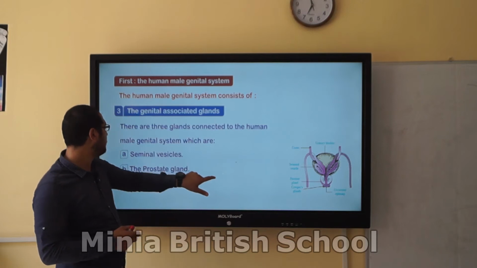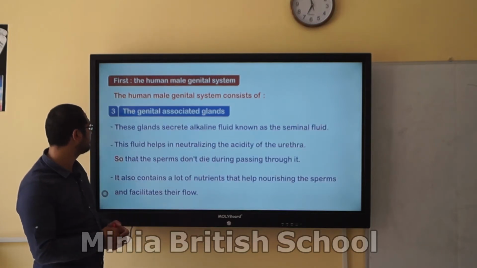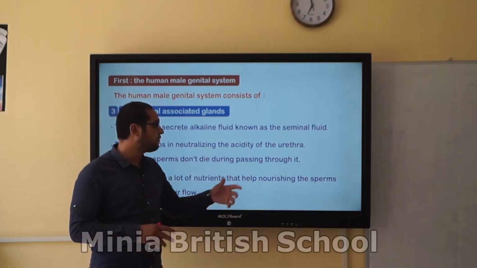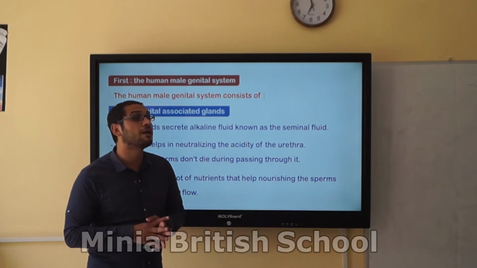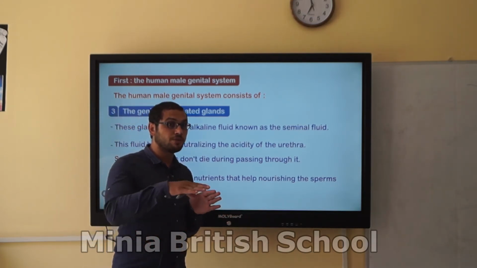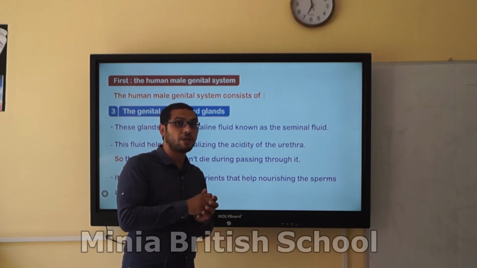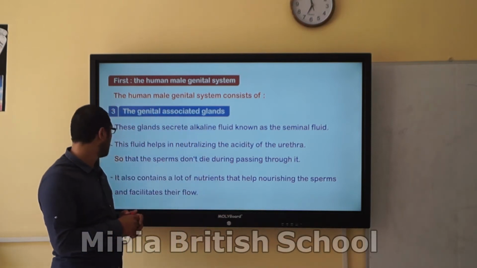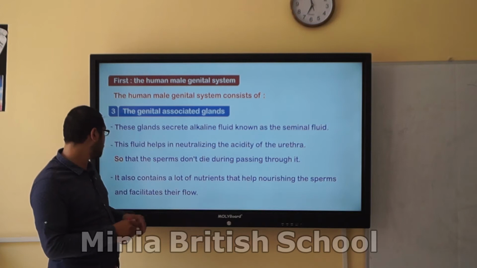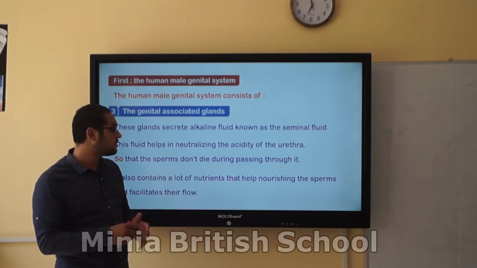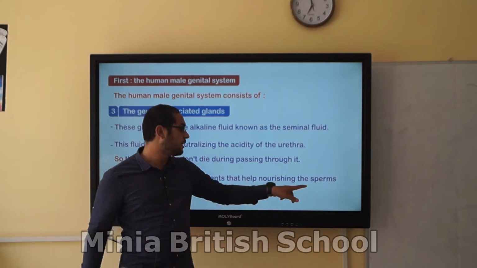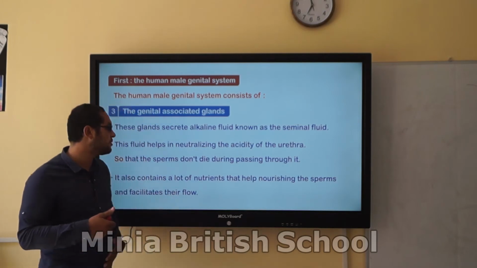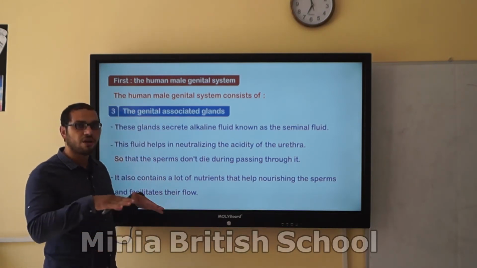Okay, what about the function of the seminal fluid? The seminal fluid helps in neutralizing the acidity of the urethra. This is important because if the sperm passes through the urethra without seminal fluid, it will die out. It also contains a lot of nutrients that nourish and feed the sperms and facilitate their flow.